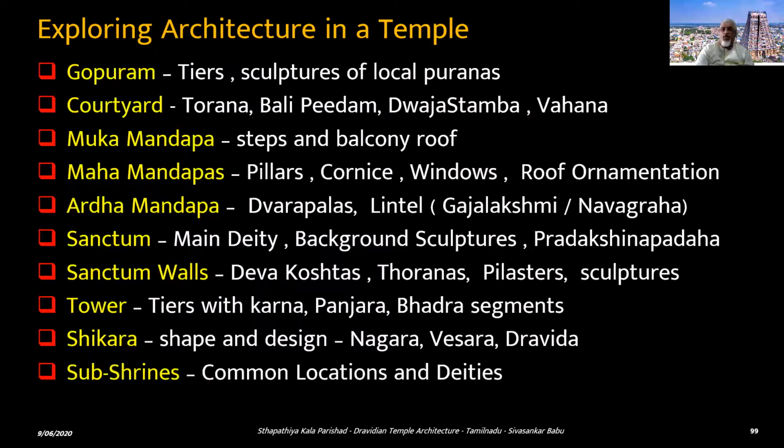And then look around and see how many sub-shrines are there, where they are located. In the southwest corner, you are always going to get Ganapati, and in the northwest corner you are going to see Muruga. Like that, you will know where the sub-shrines will be located.